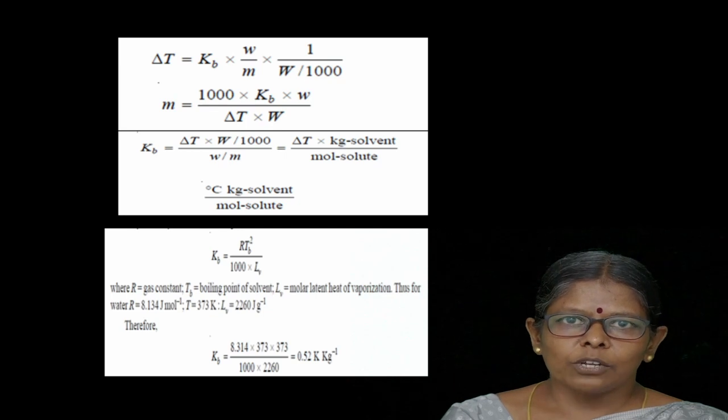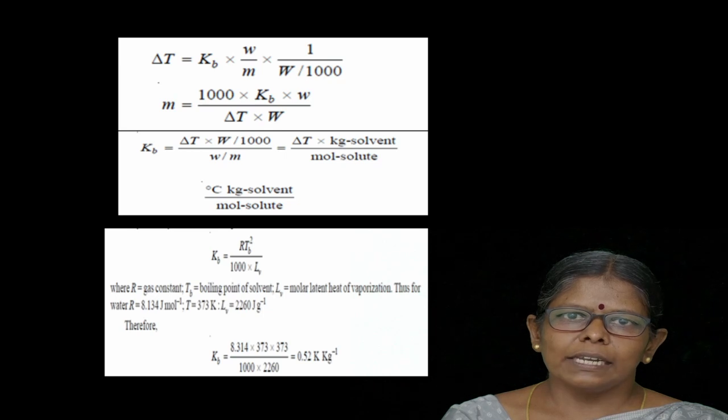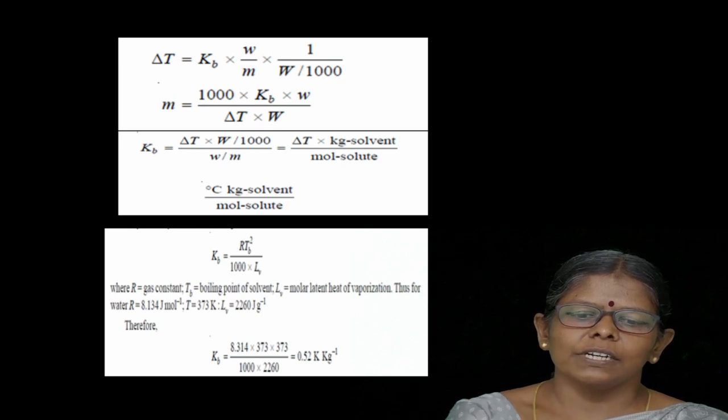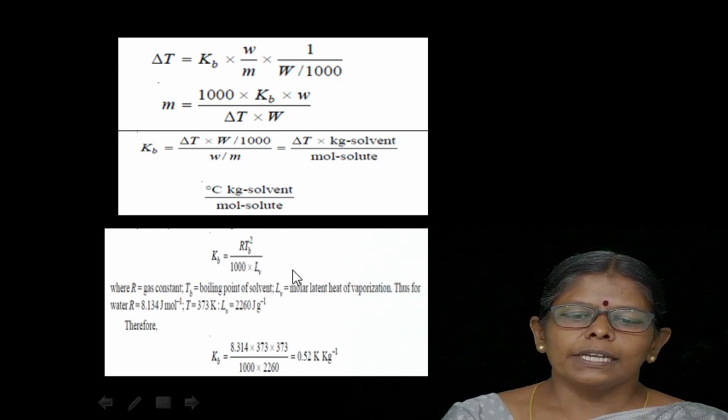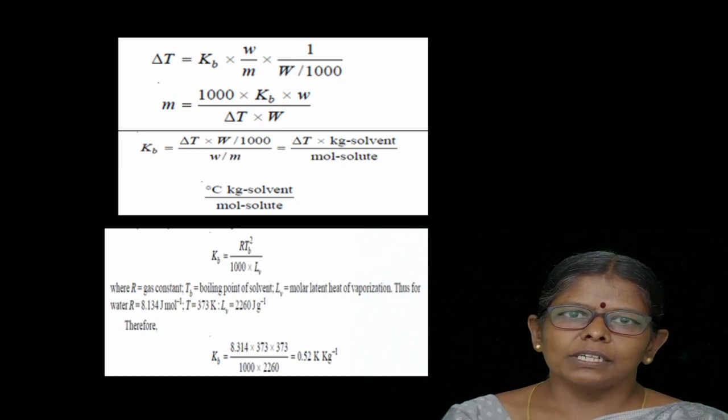This ebullioscopic constant can also be determined from thermodynamic parameters like the latent heat of vaporization. The equation which relates the ebullioscopic constant and the latent heat of vaporization is given here. The ebullioscopic constant Kb is equal to R Tb square divided by 1000 into Lv. Here R is the universal gas constant, Tb is the boiling point of the solvent, 1000 is a constant, and Lv is the latent heat of vaporization.